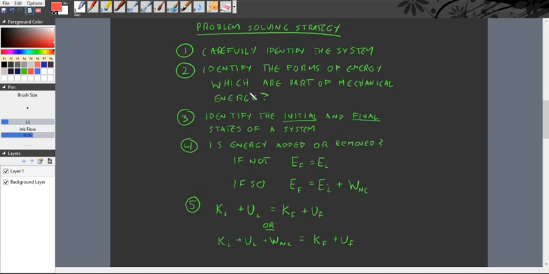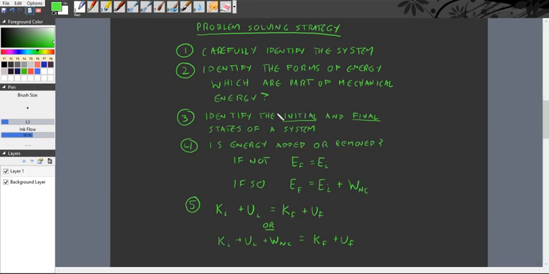Okay, your next step is going to be this. Identify the forms of energy. Which forms of energy are part of the total mechanical energy? Well, generally speaking, if you have some sort of potential energy, that has to be a part of mechanical energy. And obviously kinetic energy is going to be part of mechanical energy. But if you have other forms, say you're losing energy to heat through friction or something like that, you have to consider how your total mechanical energy is being formed.